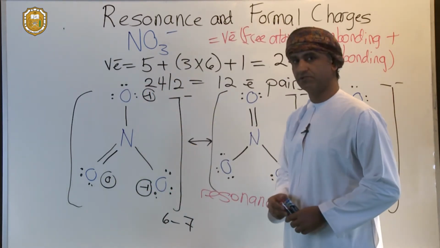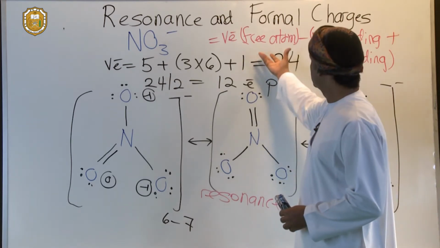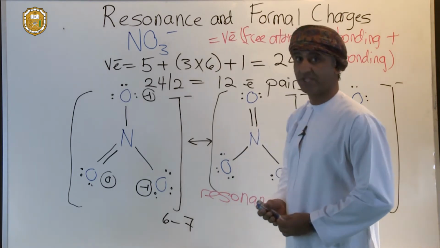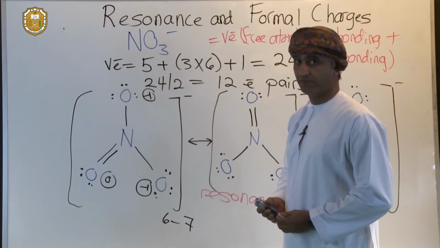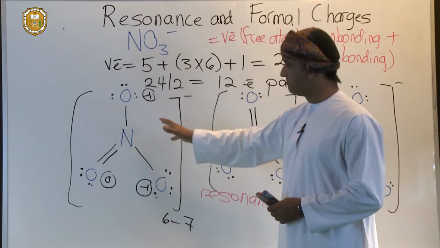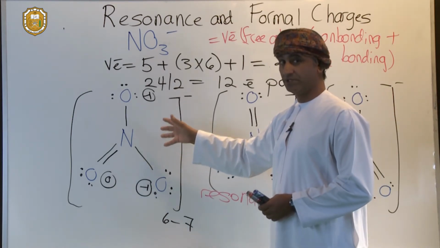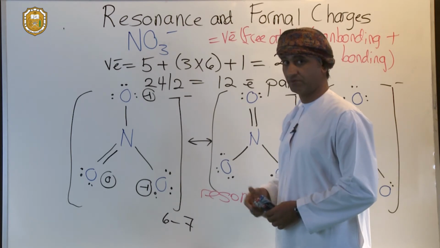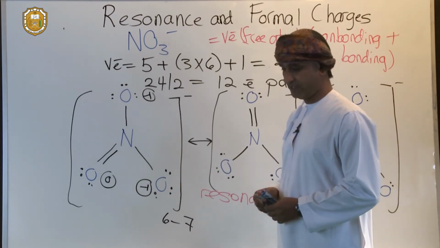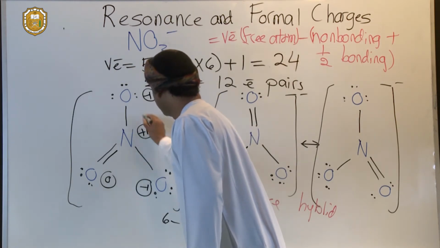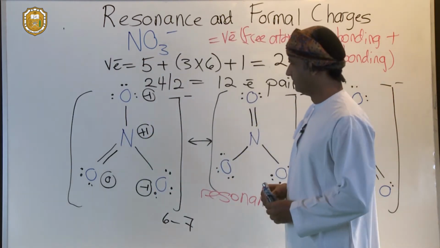For the central nitrogen atom, the number of valence electrons in the free atom is 5. Again, that's because nitrogen is located in group 5A. The number of non-bonding electrons is 0, but the number of bonding electrons is 8. We divide 8 by 2, that is 4. So 4 from 5, and that is plus 1. So the formal charge of nitrogen in this case is plus 1.